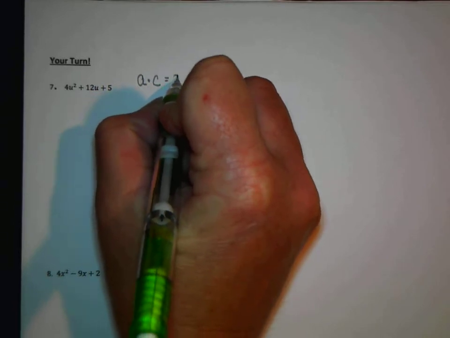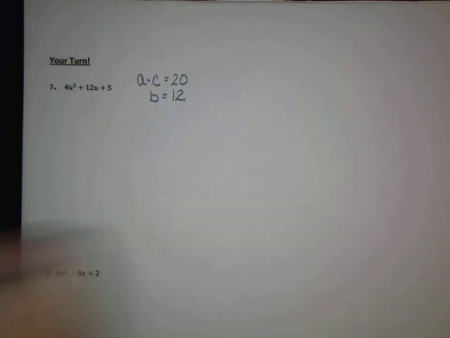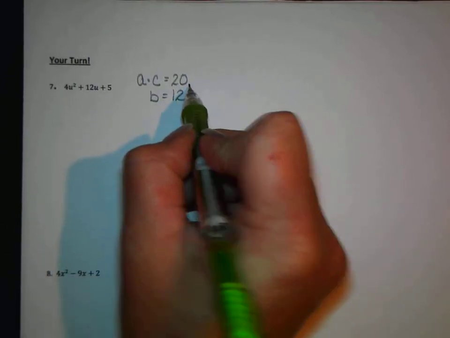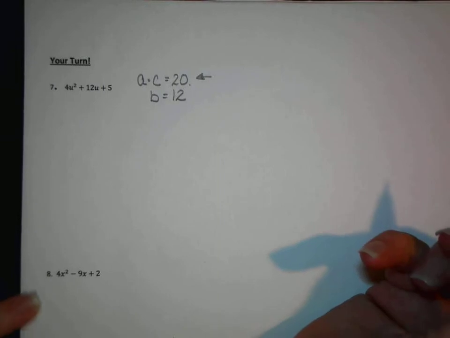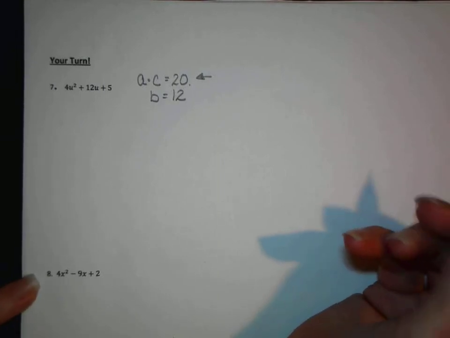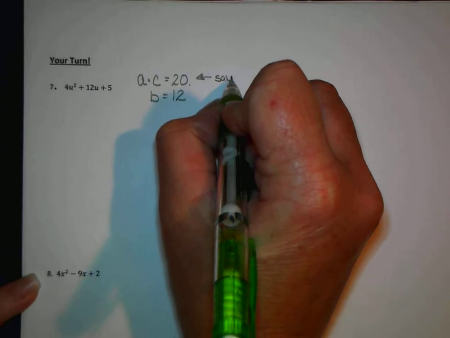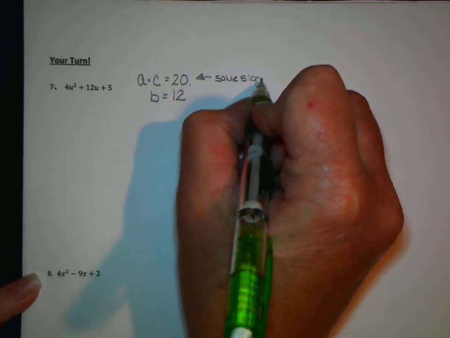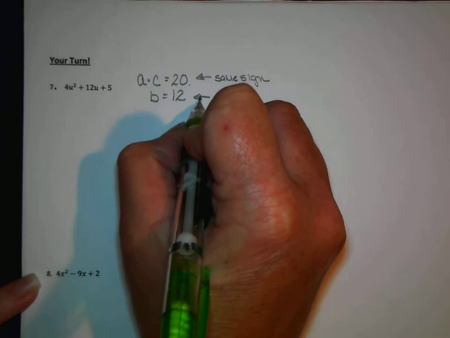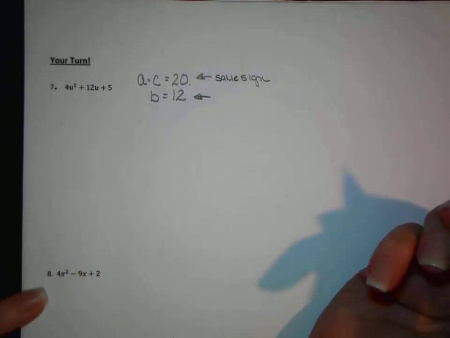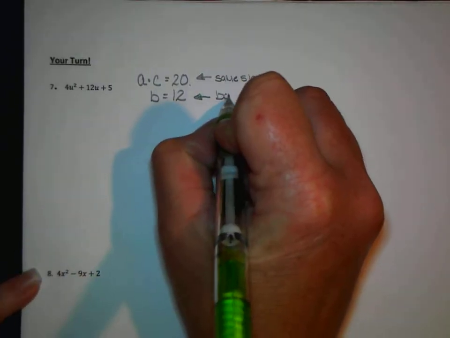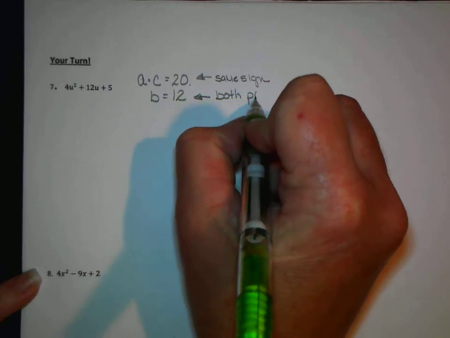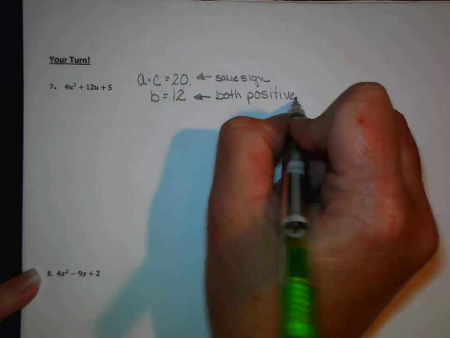All right, so first thing we're going to do is multiply A times C, so 4 times 5, which is 20, and then we're going to say what is B, and B is 12. All right, so we are looking for two numbers that when you multiply them together, you get 20. If you multiply them together and you get a positive, that means they are the same sign. And when you add them together, you get a positive 12. Well, the only two numbers that can be put together to give you 12 would be both positive. You can't have a negative and a positive and get a positive up here.